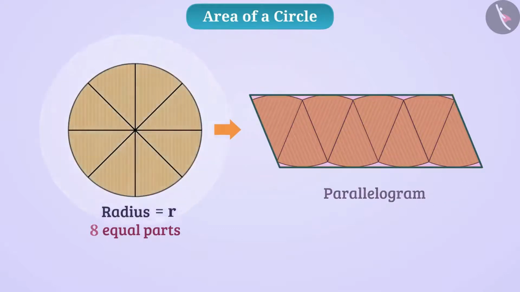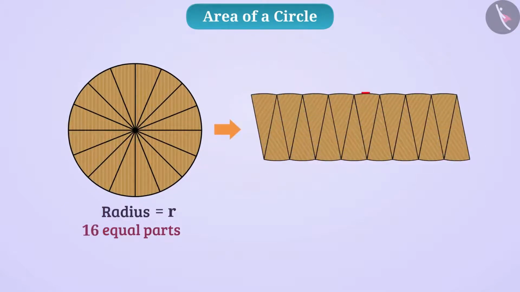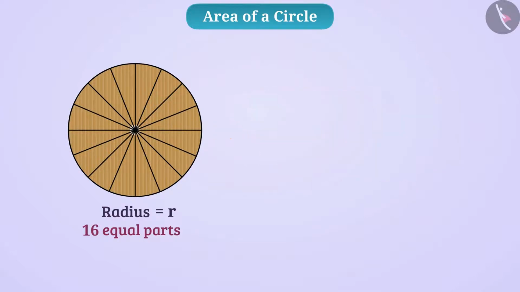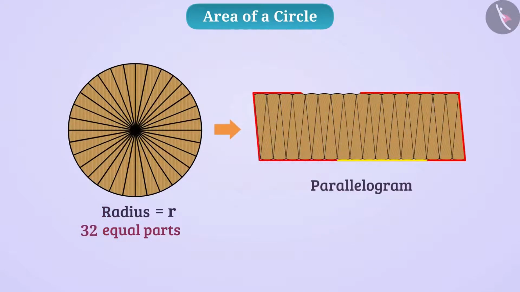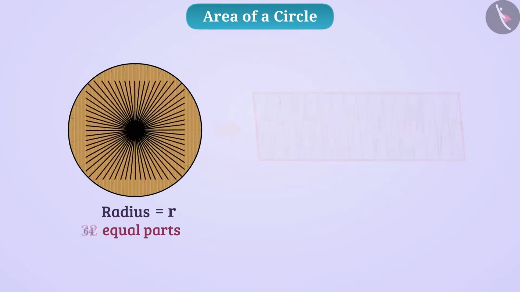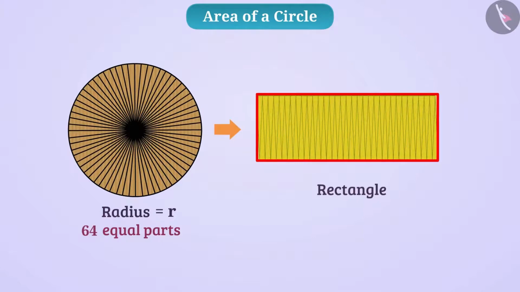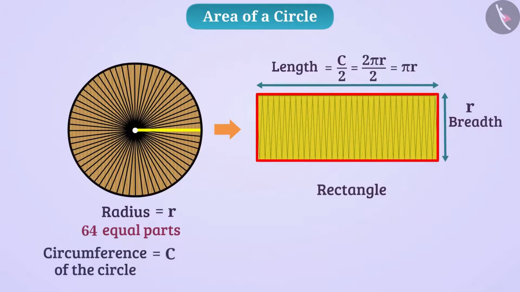If we divide the circle into 16 equal parts and arrange them in this way, then we will be able to arrange the parallelogram more properly. In this way, the more equal parts, the more appropriate is the parallelogram. If we divide the circle into several equal parts and arrange them, we will get a rectangle. Remember that a rectangle is also a parallelogram. The breadth of this rectangle will be equal to the radius r of the circle and the length will be half the circumference of the circle, that is, pi r.